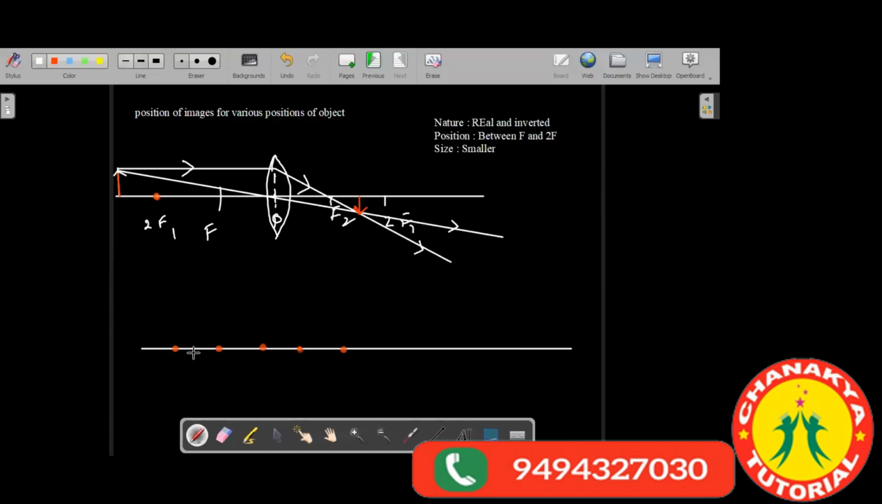So let's mark the points here and make the lens. So here we have the lens. This is 2F1, F1, F2, and 2F2. Right. So let us make our object at 2F. So now we make the object at 2F.